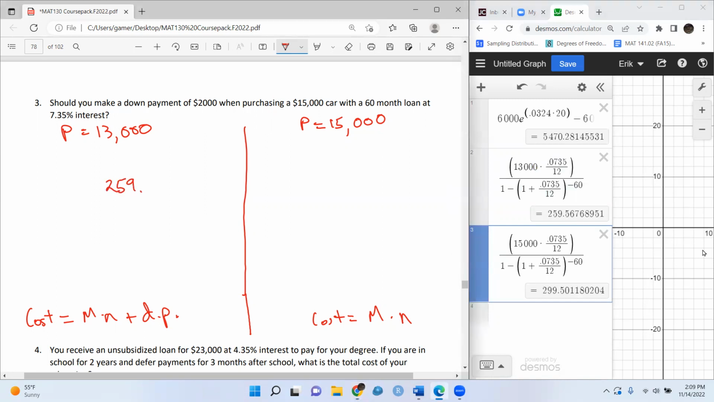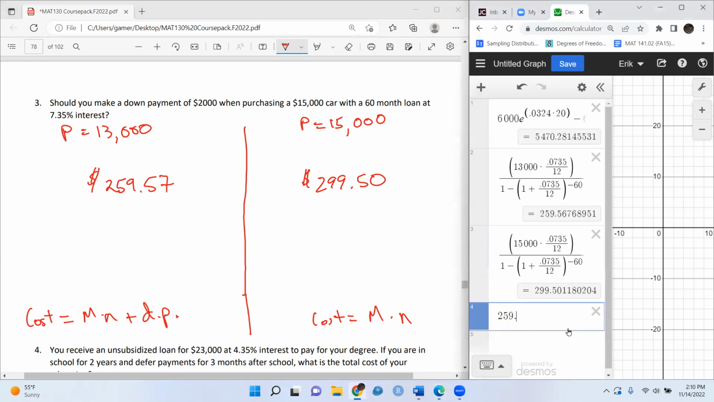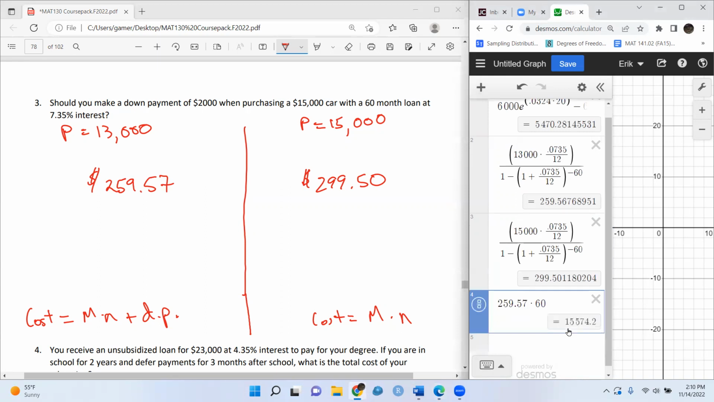259.57-ish roughly on this one per month. And now this one is 299.50. So let's see, what's the cost going to be? 259.57 times 60 plus 2,000. Right. So this one, the total cost we're paying for this $15,000 car is $17,574.20. So we're paying what, an extra $2,574.20.